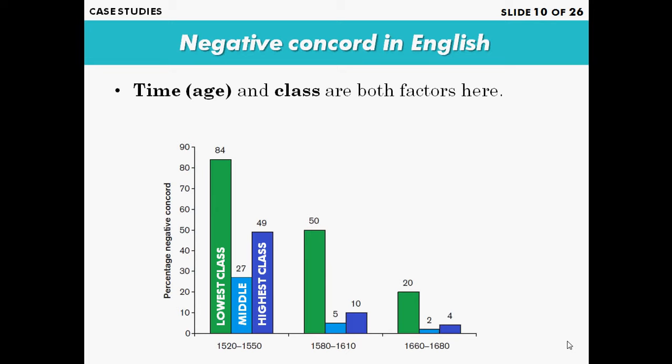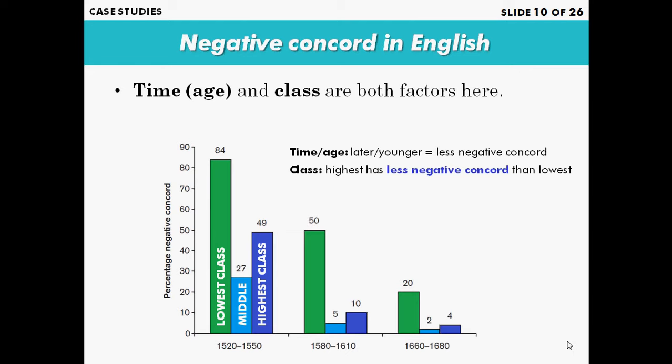So look at what's being used. Well, there's 2 things going on here. Right? Time is a factor, which in other words is like speaker's age, and class is also a factor. So look at time. If you look at the first group, the 1520, we see the most use of negative concord here. If you look at the third group of bars, the 1660, we've got the least use of negative concord, and then the middle is in the middle in terms of use. Right? So the later we get in time, the less the negative concord is being used. Or in other words, the younger someone is, the less negative concord is being used.